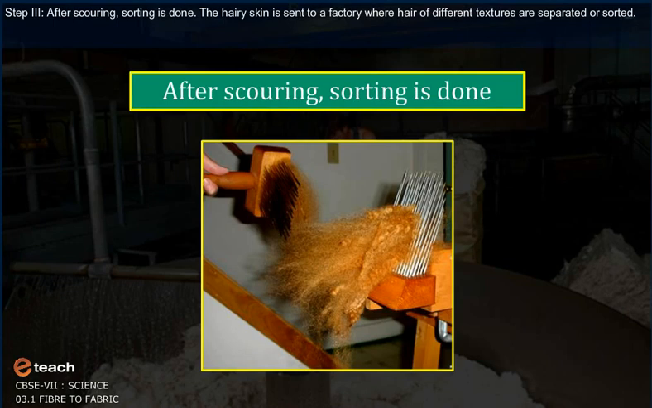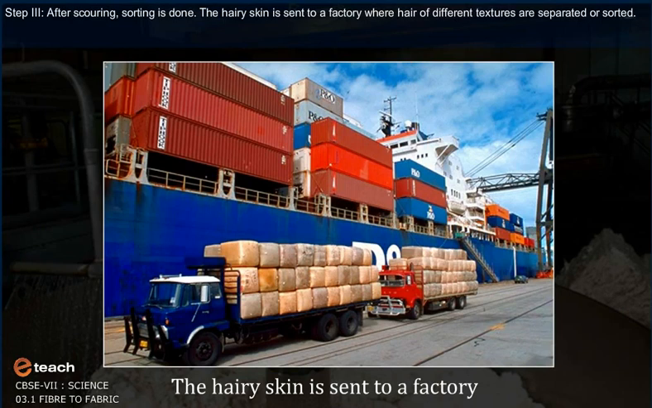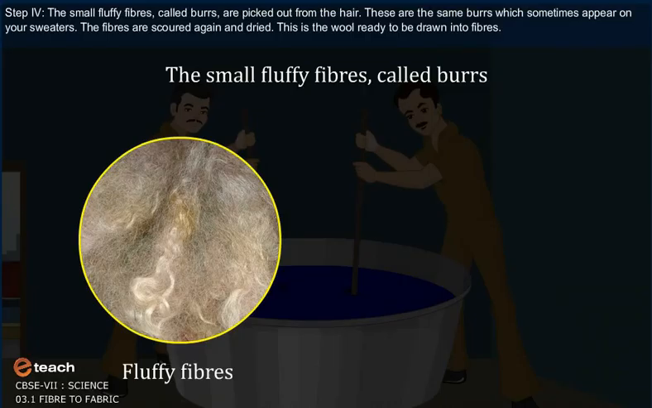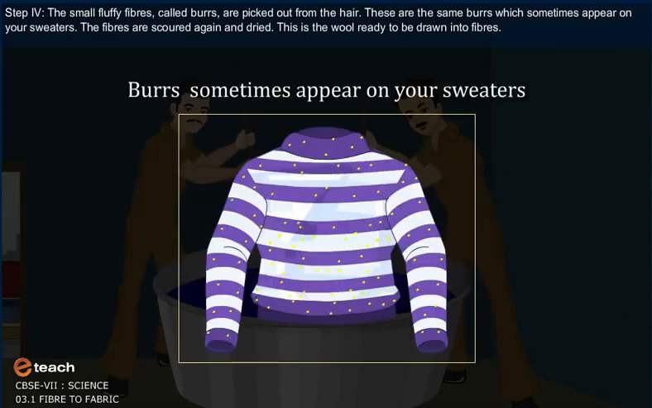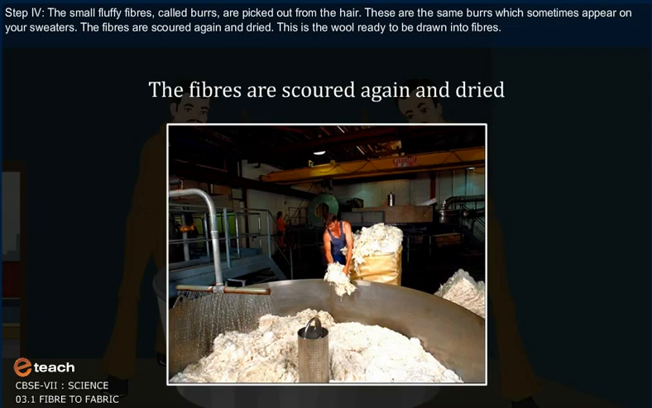Step 3. After scouring, sorting is done. The hairy skin is sent to a factory where hair of different textures are separated or sorted. Step 4. The small fluffy fibers called burrs are picked out from the hair. These are the same burrs which sometimes appear on your sweaters. The fibers are scoured again and dried. This is the wool ready to be drawn into fibers.